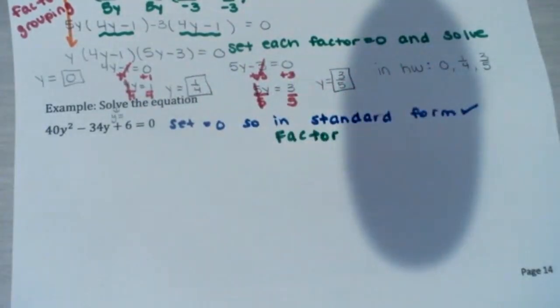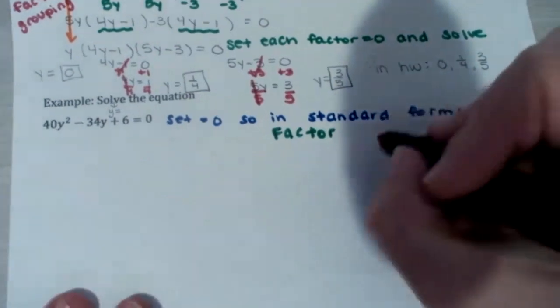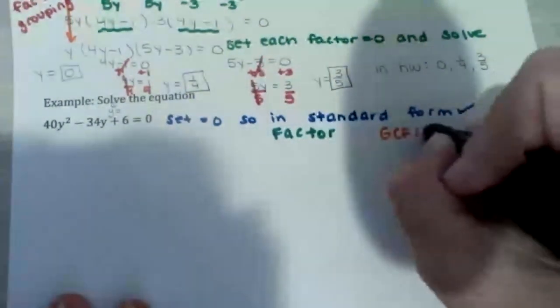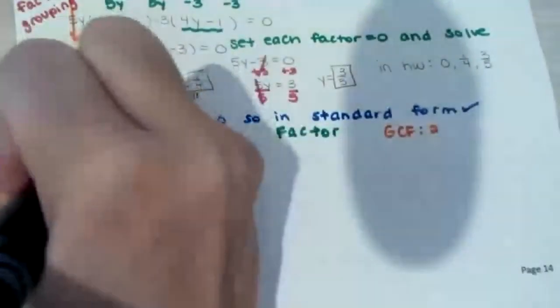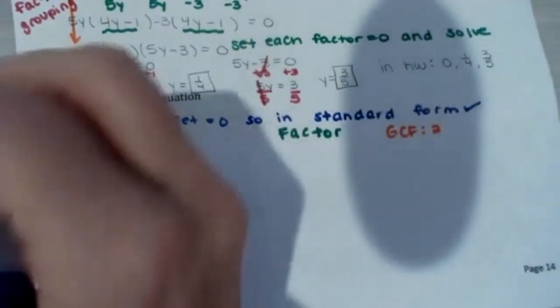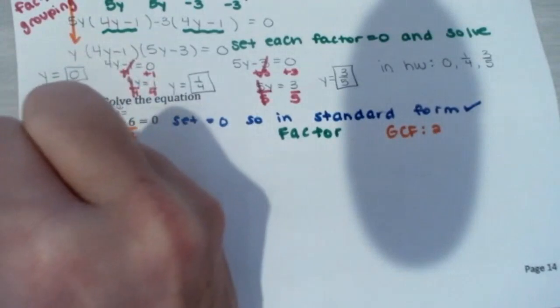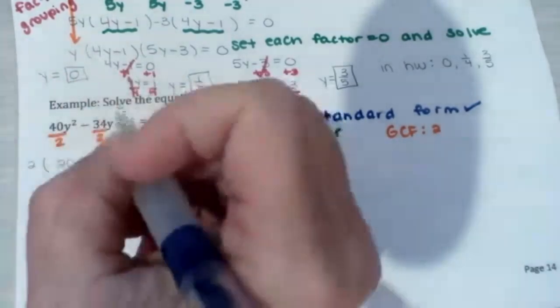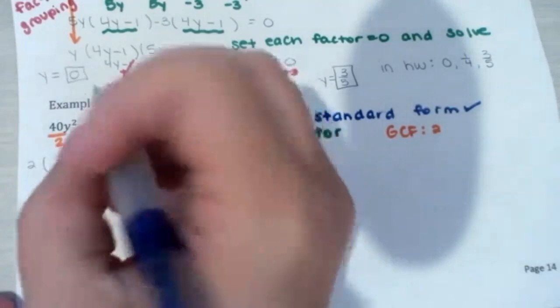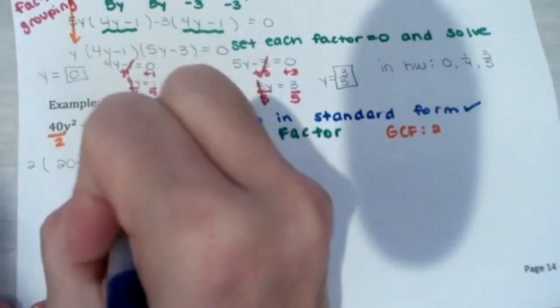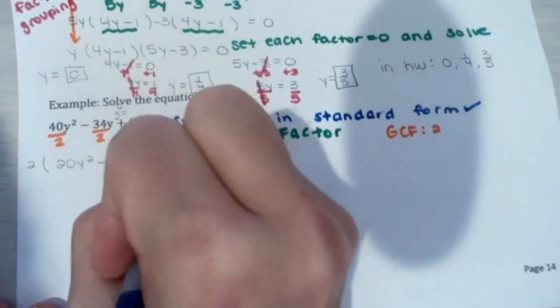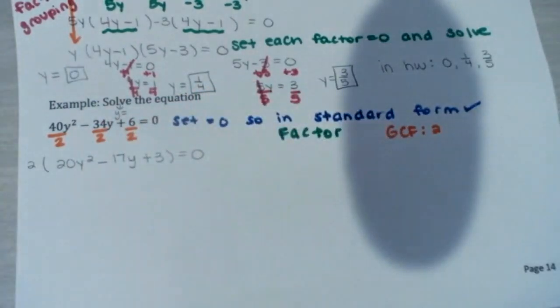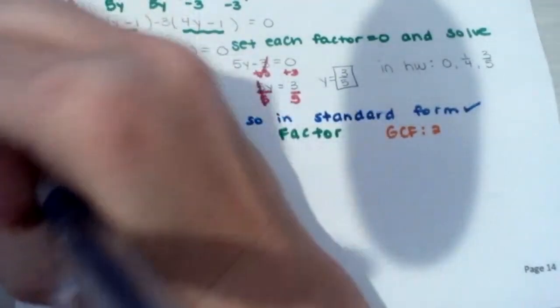Our first step in factoring is GCF. Looking at 40y squared minus 34y plus 6, it looks like they all have a 2 in common. So our GCF is going to be 2. Factoring or dividing out 2 from all 3 terms, that 2 comes out front. We're left over with 20y squared minus 17y, and 6 divided by 2 gives us positive 3, equals 0. So this 2 is our GCF hanging out front.